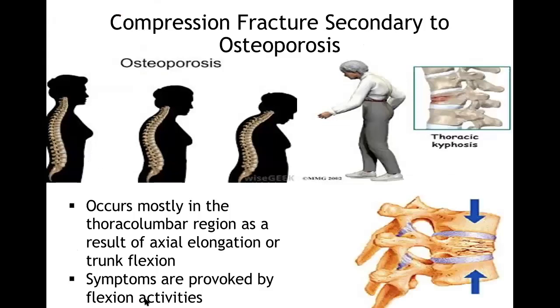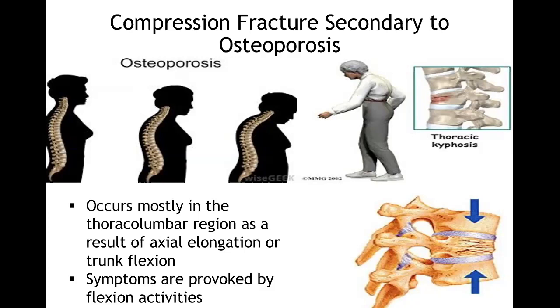Okay, and then our last condition that we're going to talk about for the lumbar spine is going to be compression fractures. So compression fractures, you always want to link it to osteoporosis. This occurs mostly in the thoracolumbar region as a result of axial elongation or trunk flexion. The osteoporosis is obviously going to be that decreased bone density. So these patients are going to go into this stoop posture that you see here. They usually end up in this kyphotic posture with all that pressure.